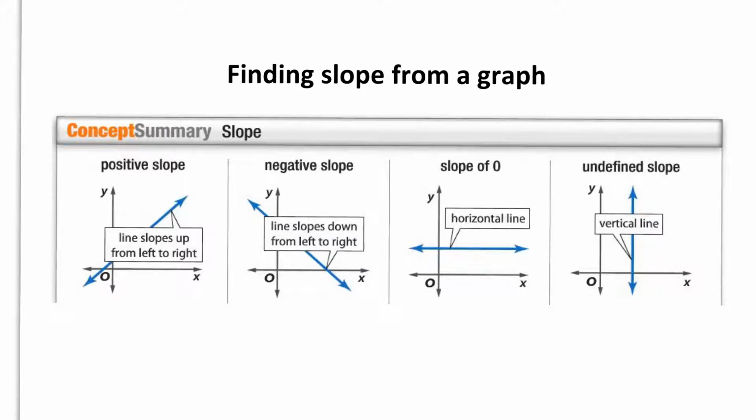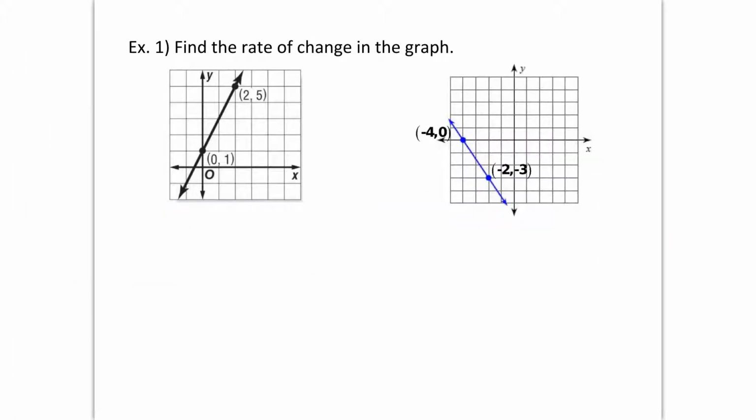So let's look at a couple of graphs and we're going to try to find the slope. So notice the two graphs that I have here, and I want to find the rate of change or the slope of the graph. So let's look at the one on the left side first. I have a black line, and notice that when I start from the left, I go up to the right. So from left to right, this goes up. So my slope has to be a positive value, a positive answer. Now, how do you actually find the slope? Well, yes, they do give us points. You have 0, 1, and 2, 5. But without using those numbers, I'm going to show you how to find the slope.